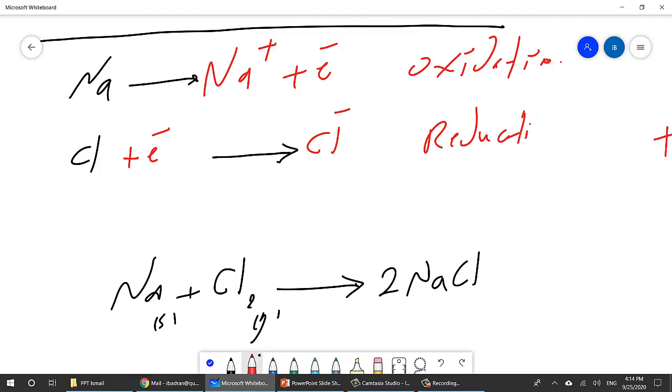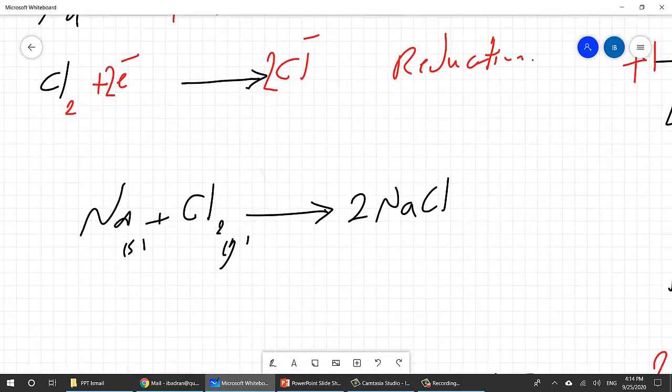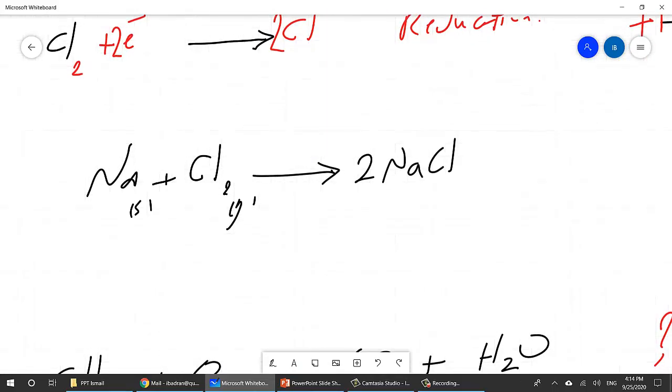Sodium can exist in nature as sodium metal, but chlorine in nature does not exist as Cl atom, it exists as Cl2, and therefore it needs 2 electrons, and that will form 2 Cl minus. If you combine these two reactions into one step, you get Na plus Cl2 goes to 2 NaCl. This is an example of an oxidation reduction reaction.